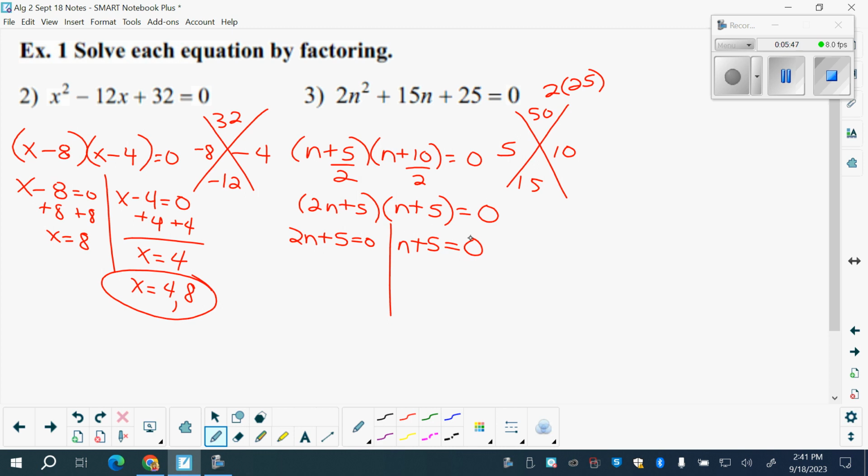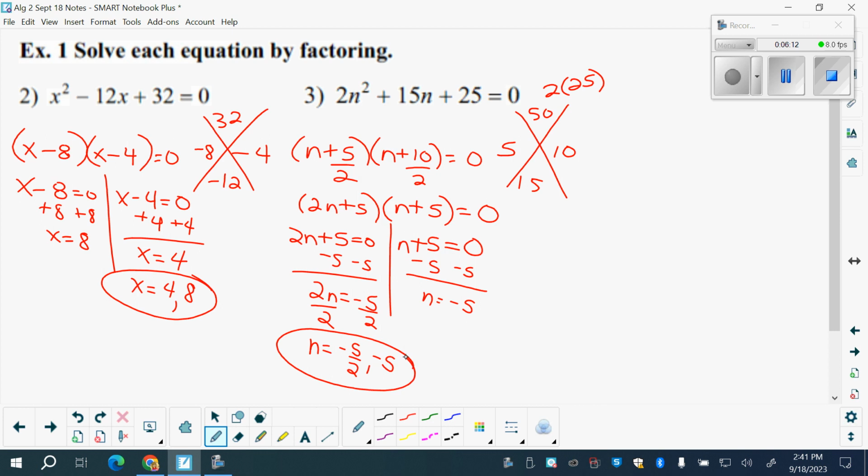So now we solve each one. What do we do to solve this here? Minus 5. 2n equals negative 5, then divide by 2. N equals negative 5 over 2. Subtract 5. N equals negative 5. So negative 5 halves and negative 5. It doesn't matter where you put both the answers. We could have written it as negative 5 comma negative 5 halves. I just try to save myself some time, and so I put them together rather than writing the third one.